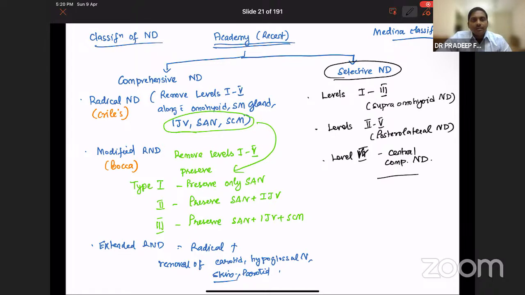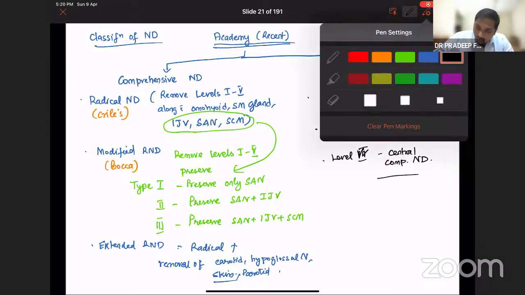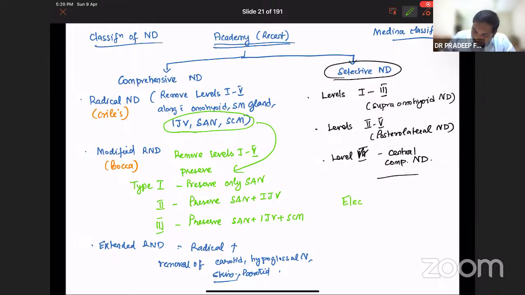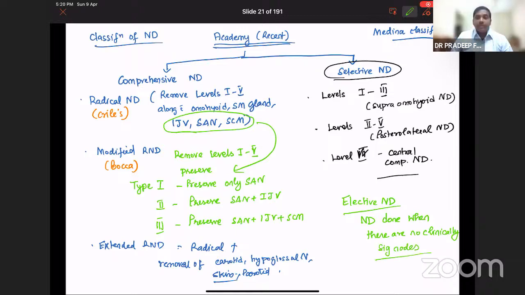Okay. So now we know about the comprehensive neck dissection as well as the selective neck dissection. What do you mean by elective neck dissection? Elective neck dissection is neck dissection done when there are no clinically significant nodes. Like in a patient who does not have any clinically significant node preoperatively, yet we have to do a neck dissection, that is called an elective neck dissection.